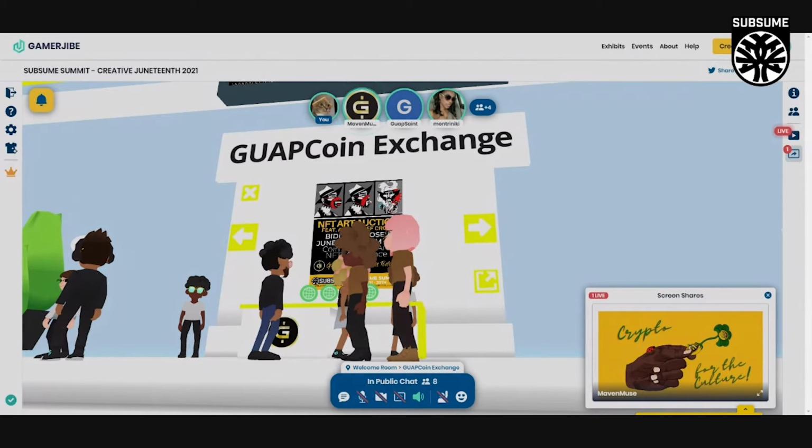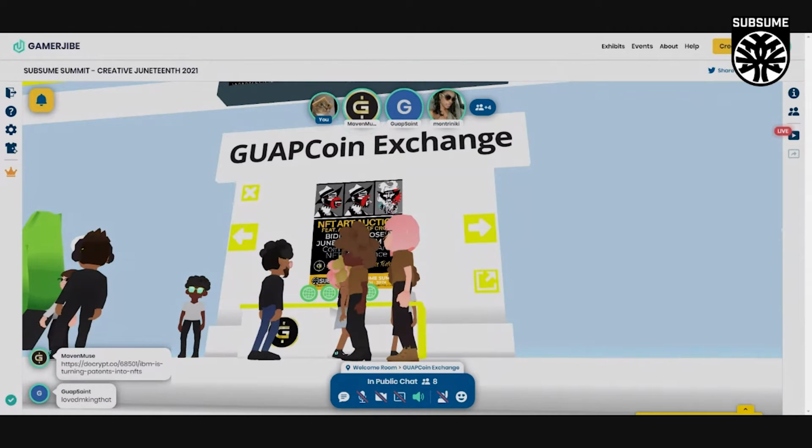In the meantime, I'm pretty sure most people have seen NFTs everywhere in the news. You can't go anywhere and not hear about NFTs. It's so much a part of our everyday conversation that IBM is turning patents into NFTs. So I did drop the article link in the chat for you to check it out.